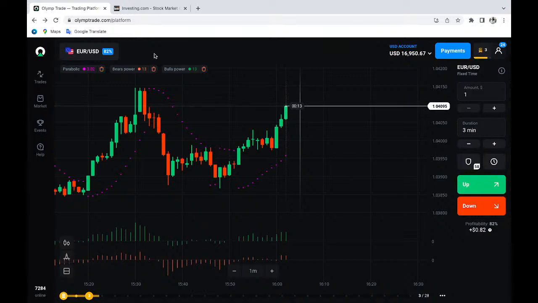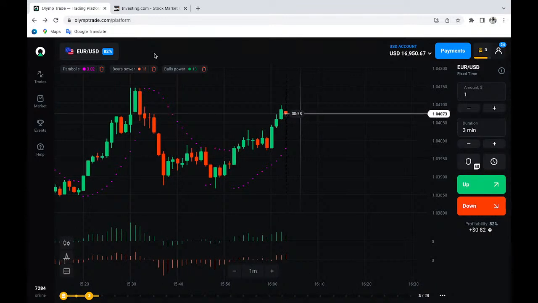Bull power compares the high of the current candle with the EMA 13. Bull power equals high minus EMA, where we are using EMA 13, so that is the formula. And bear power means we compare the low of the current candle with the EMA 13. So bear power is equal to low minus EMA, with EMA 13.